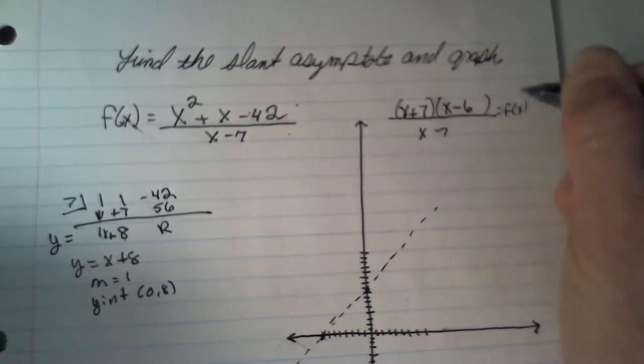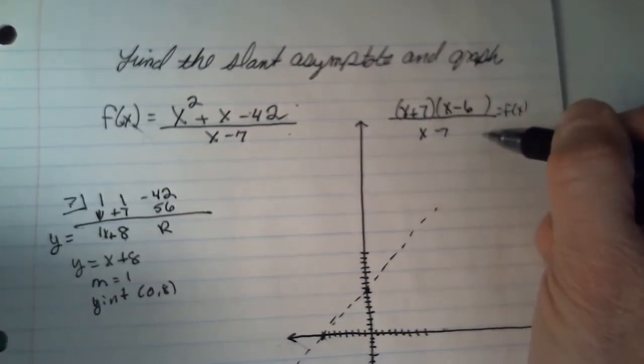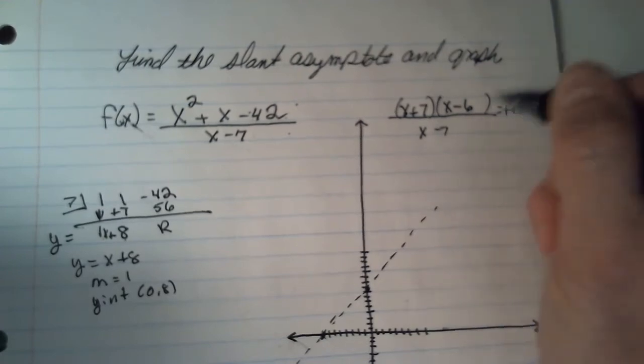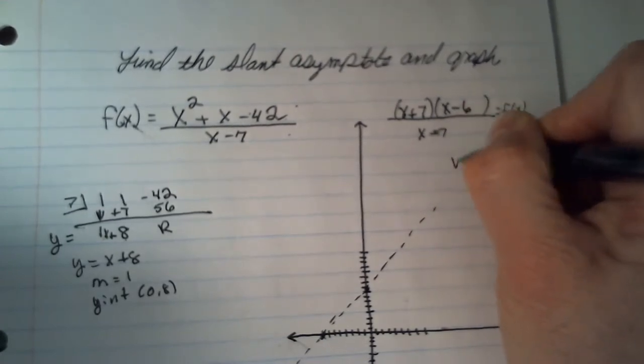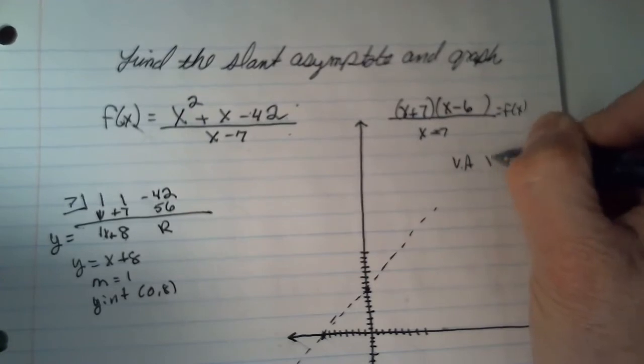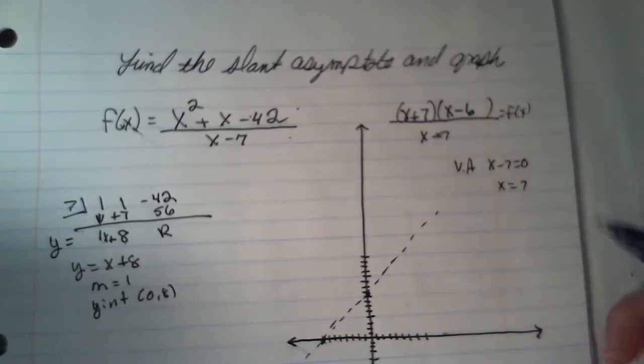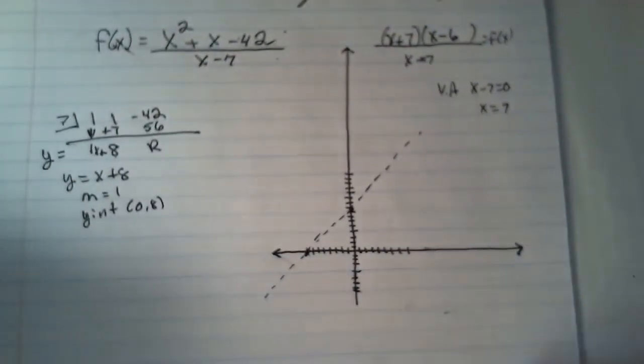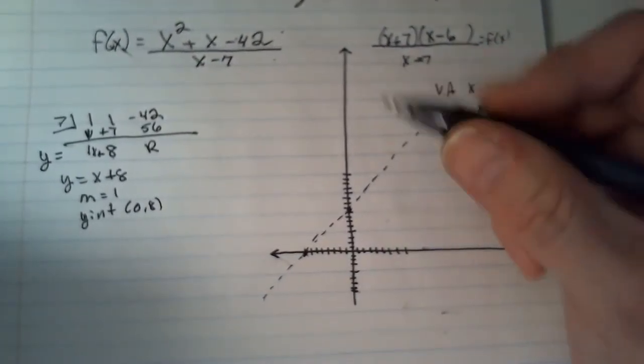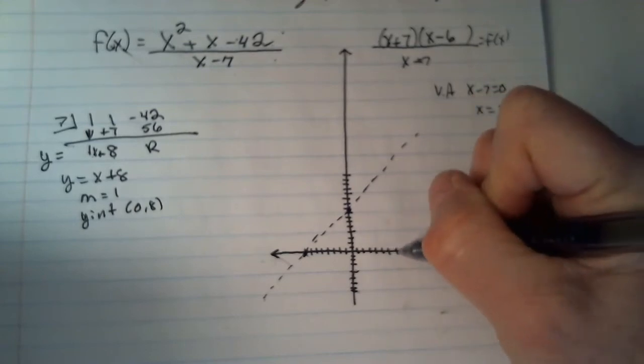Therefore, I can take my denominator and set that equal to 0 and look for a vertical asymptote. So x equals 7 is going to create a vertical asymptote. So I always graph as I go. I don't wait till the very end. I graph as I go.